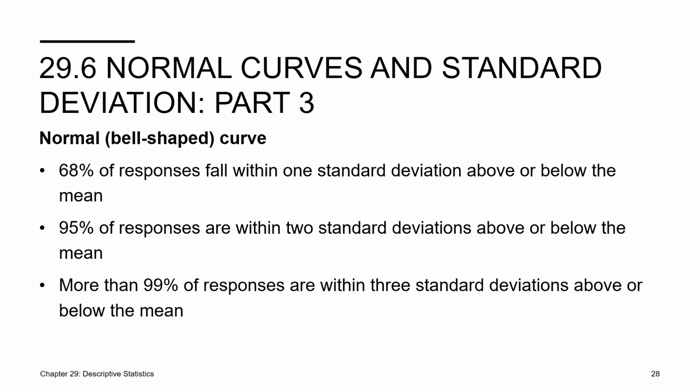So then we have these different curves, and I mentioned before that the normal curve is the standard distribution. And when we have that normal curve, we have 68% of the responses that lie within one standard deviation above or below the mean, and 95% of responses are within two standard deviations above or below the mean. More than 99% of those will be within three standard deviations above or below the mean. So there's a big chunk of them in the middle, and then as you go out 1, 2, and 3 standard deviations, there are fewer responses. Most people lie close to the mean.